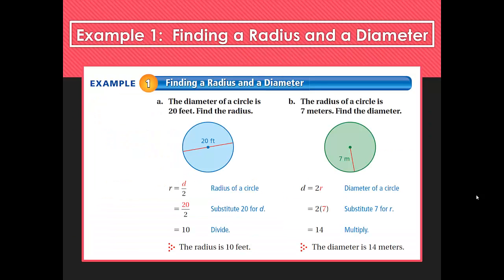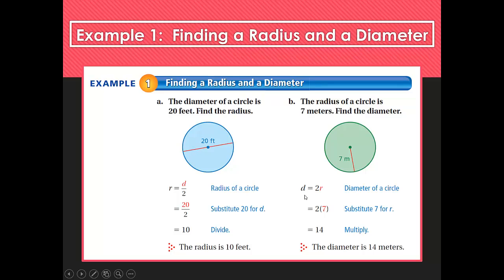For our first example, we're finding a radius and a diameter. For A, the diameter of a circle is 20 feet. Find the radius. For the diameter, we're going across the circle. So the diameter is 20 feet. In order to find the radius, we take the diameter and we divide it by 2. So 20 divided by 2 is 10. So the radius is 10 feet.